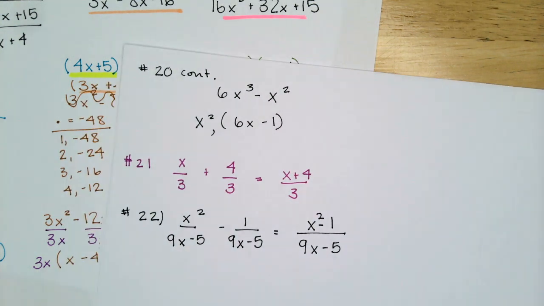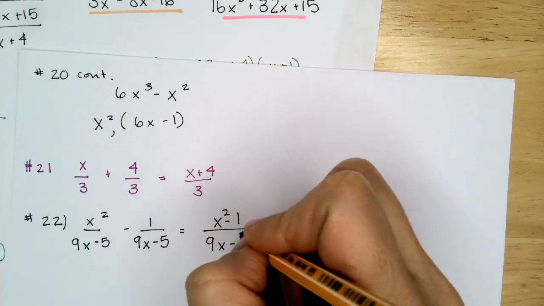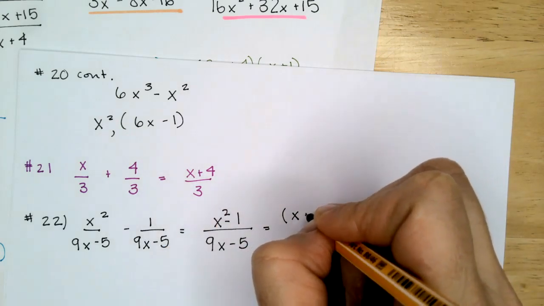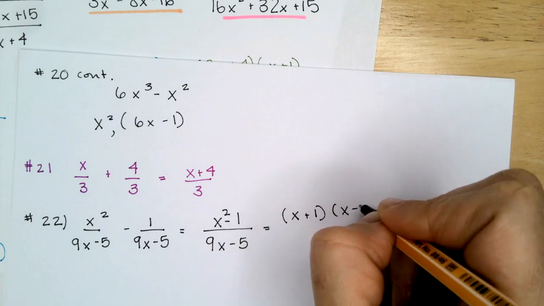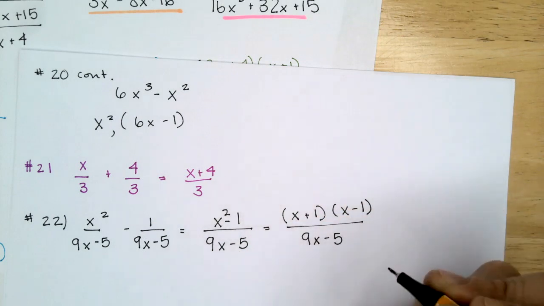So it ends with (x squared minus 1) over (9x minus 5), but they did ask us to leave it in factored form. This is the difference of two squares, so it's actually (x plus 1)(x minus 1) over (9x minus 5).